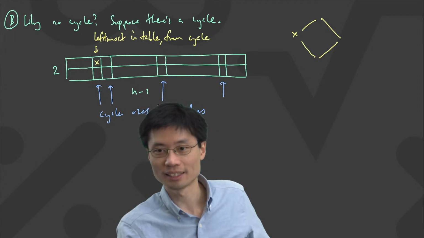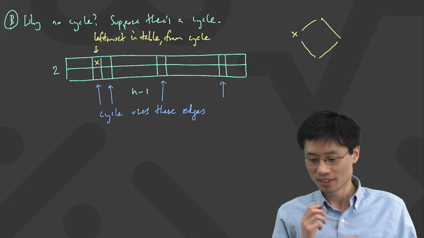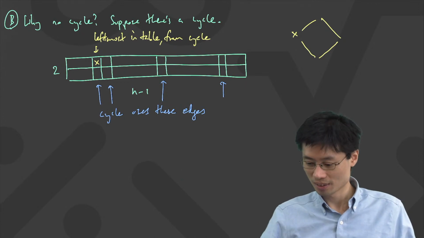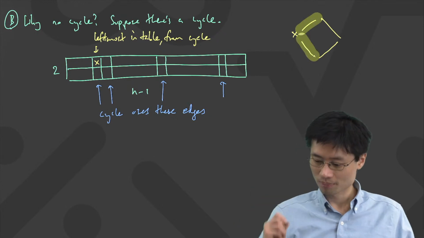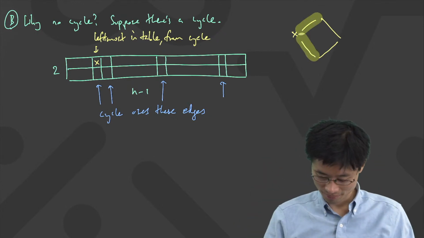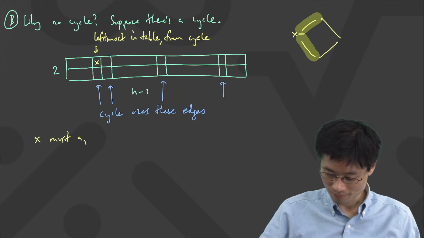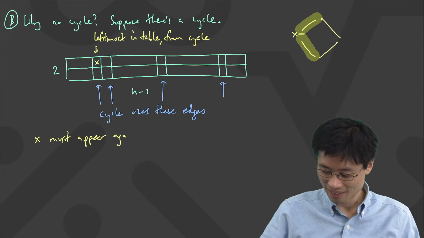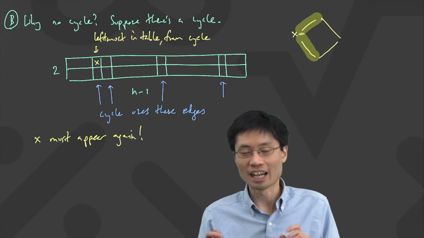Oh, another person, Cindy. The x is connected to the thing below it. It's also connected to another thing since it's in the cycle. So it has to appear again to the right somewhere, but it can't. Aha! X must appear again. You're right on. X has to be appearing again. And the issue is it can't.